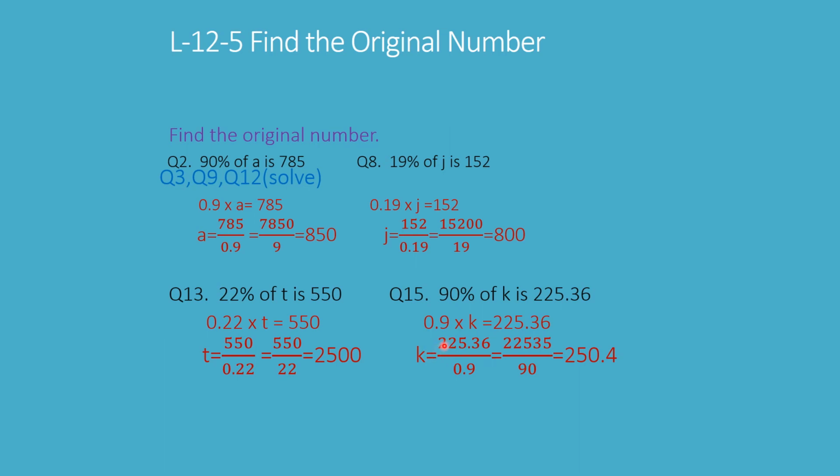Again shift the decimal point, in this one only one digit, because here there are two digits, that's why multiplied by 100. Then it will shift, 9 and 0 becomes 90, and it is also a whole number. Then divide with the long division method. What is the answer? 250.4.